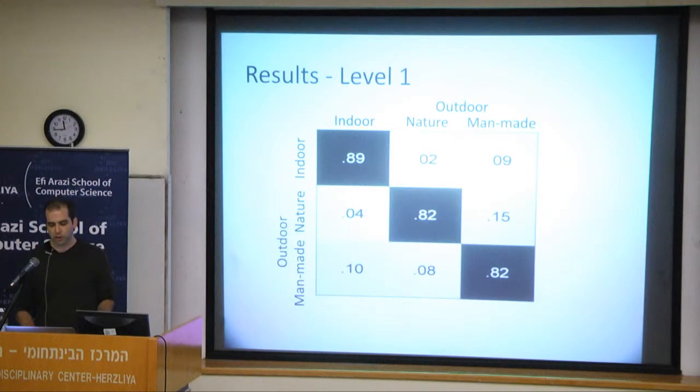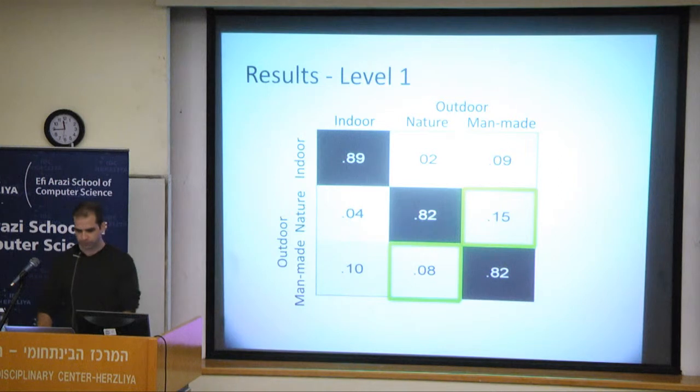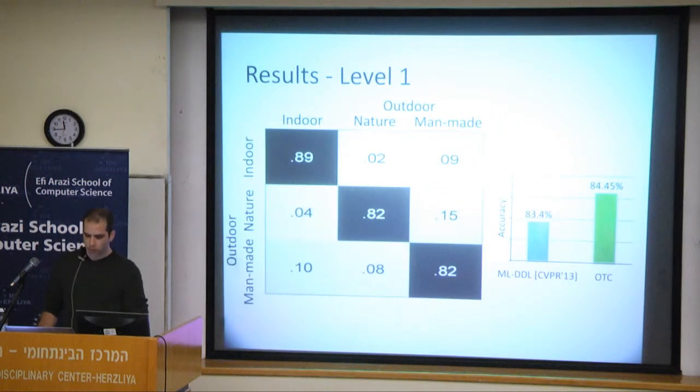Looking at the confusion matrix of the first hierarchy level of the Sun 397 dataset, you can see that indeed most misclassifications occur between scenes of a similar texture, such as outdoor man-made and indoor, or between semantic differences such as outdoor nature and outdoor man-made. When comparing our performance on this hierarchy level to that of a recent hierarchy-based learning framework, you can see that our simplistic framework produces state-of-the-art results.